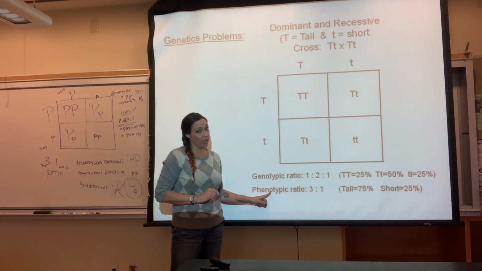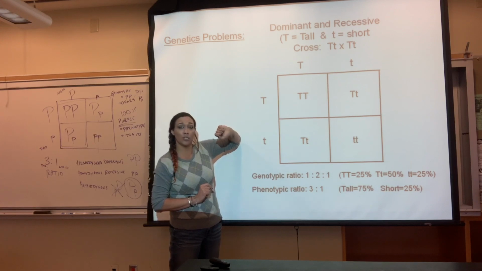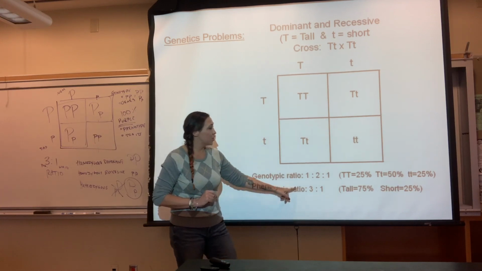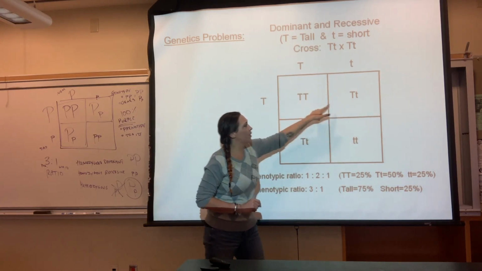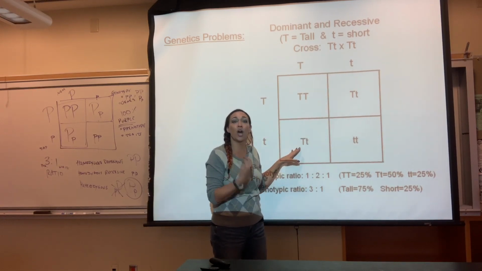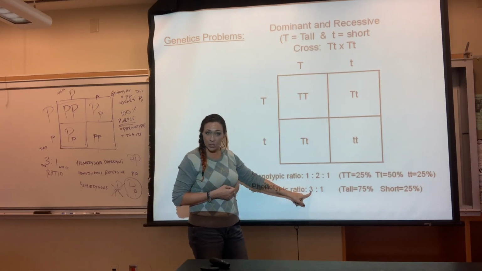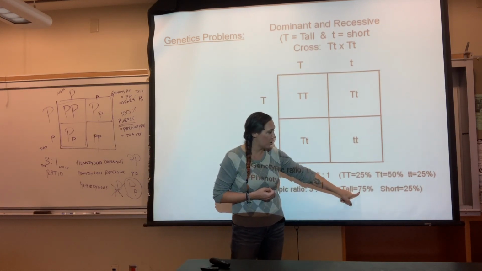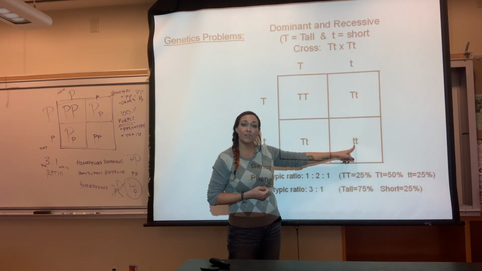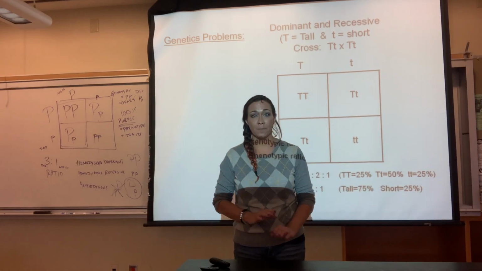Our phenotypic ratio, meaning what is physically going to show, in this case tallness versus shortness, is 3 to 1. Because there's a capital letter here, here, and here, all of these are now going to show the dominant trait. The dominant trait is tallness. You're going to have 3 that are tall, or 75% that are tall, and only one homozygous recessive, meaning only one that actually comes out short.